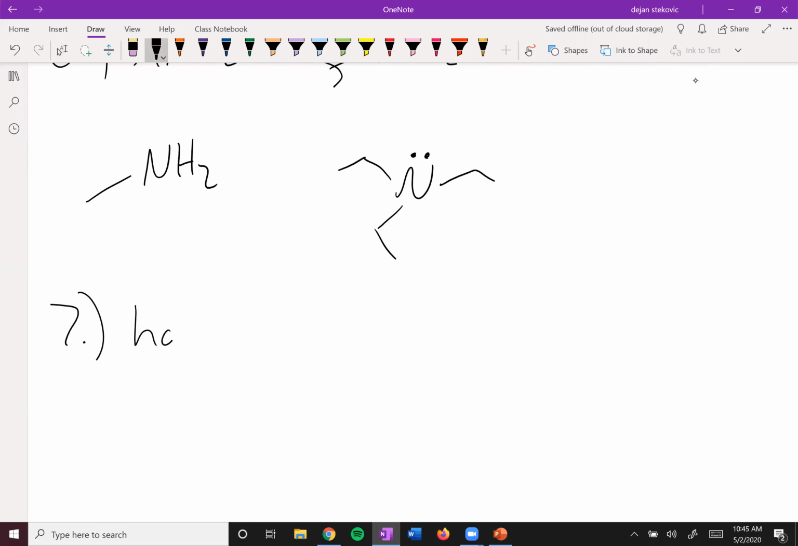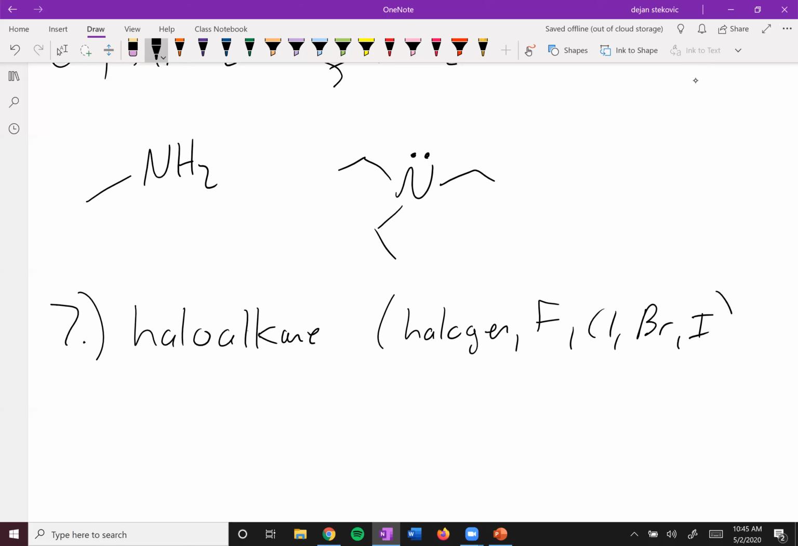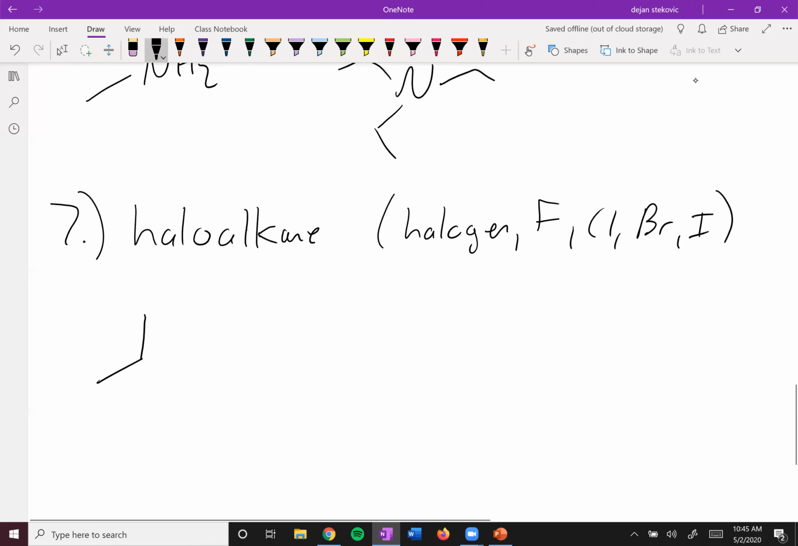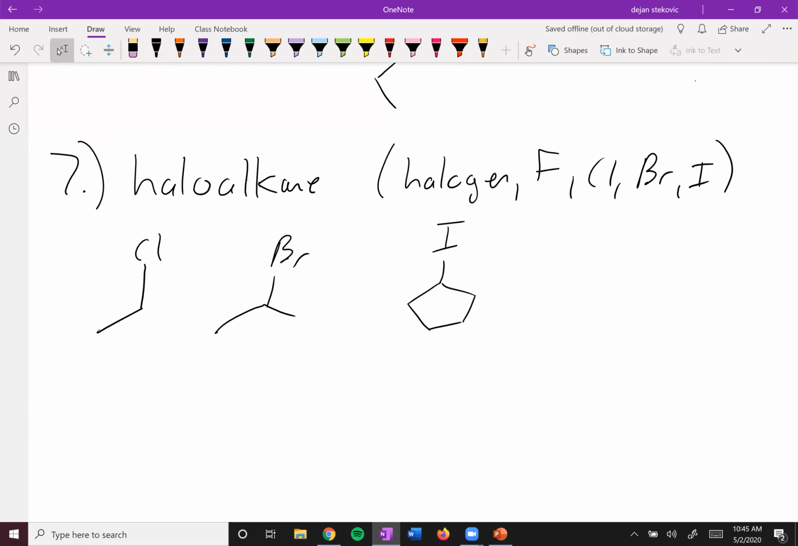Next up, we've got haloalkanes. This is an alkane with a halogen attached. And the halogens here, we're talking about fluorine, chlorine, bromine, or iodine. So there's an example of chlorine, there's an example with bromine, and then there's an example with iodine. Right, you can have all kinds of different stuff.